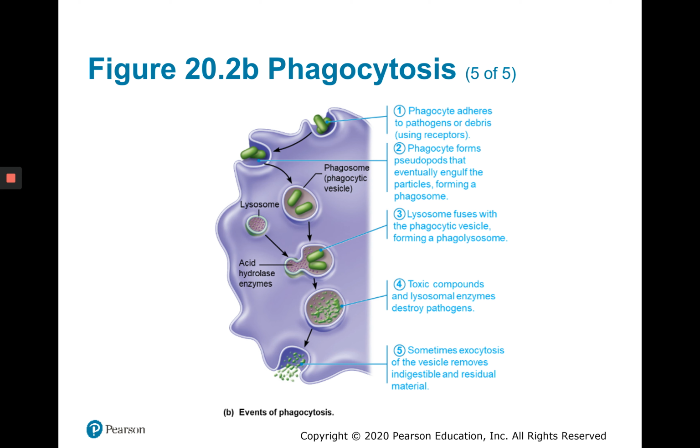So the phagocyte adheres, and then the phagocyte takes in the pathogen or the cell debris. The phagosome, which is the vesicle formed after we take in the pathogen, is going to then fuse with the lysosome, and the acid hydrolase enzymes of the lysosome will be able to digest the pathogen. And anything left over is going to be exocytosed as residual waste material.